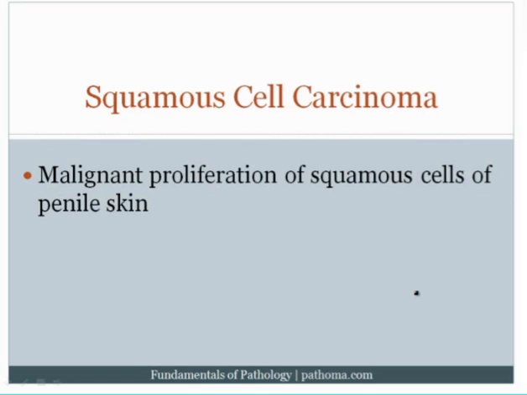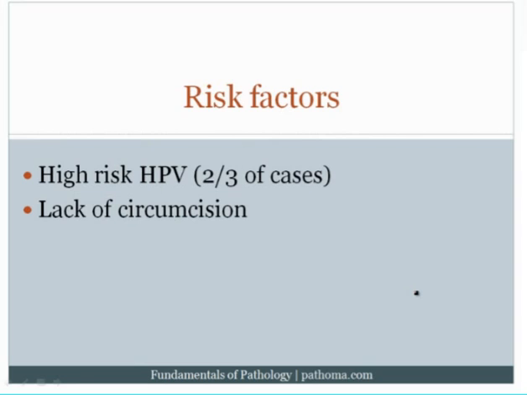Squamous cell carcinoma of the penis is a malignant proliferation of squamous cells of the penile skin. The risk factors are going to be the same standard risk factors, in particular high-risk HPV: 16, 18, 31, 33, those are your high-risk HPVs. Two thirds of squamous cell carcinoma of the penis is due to high-risk HPV.